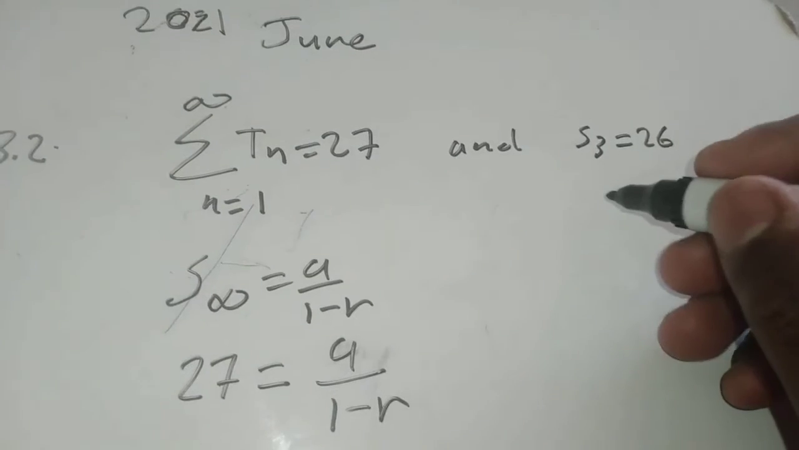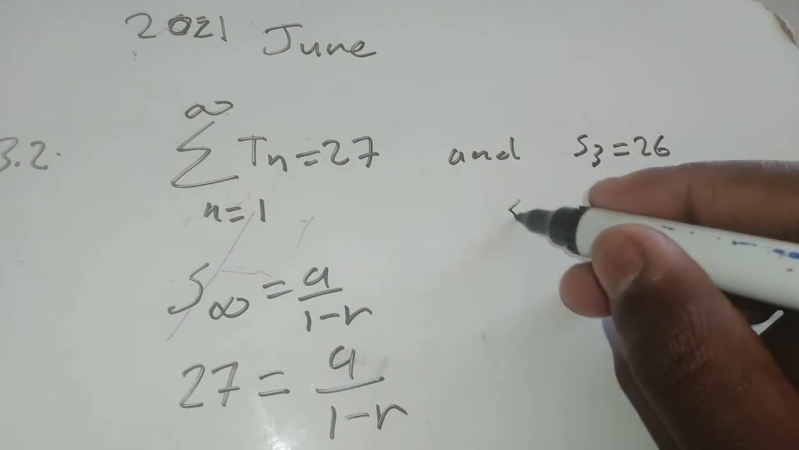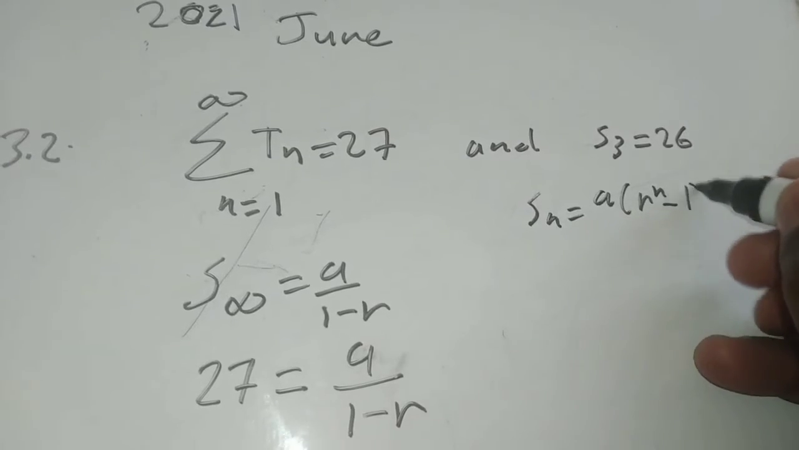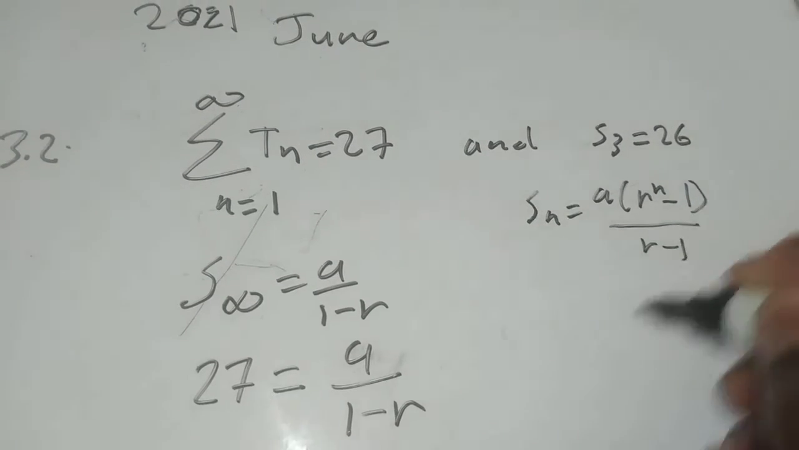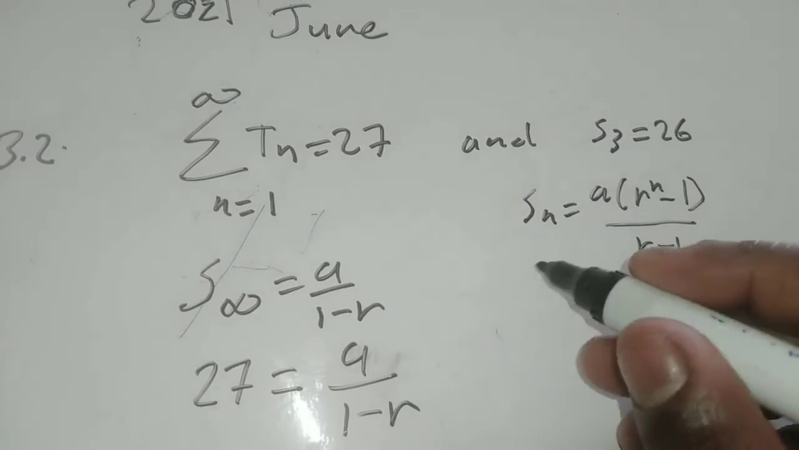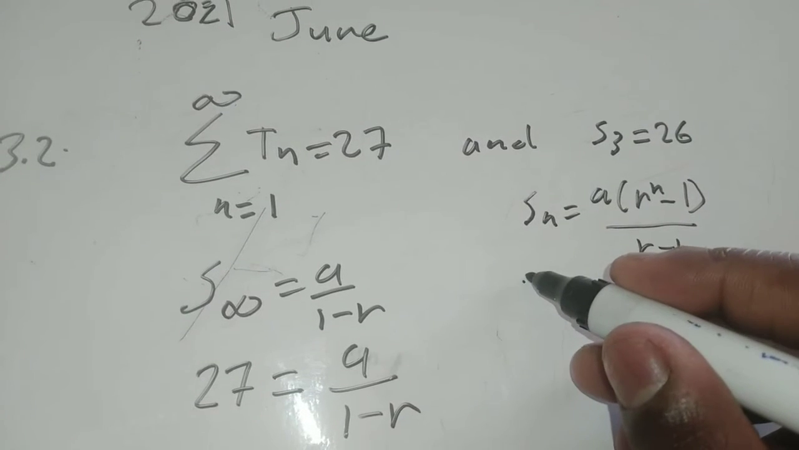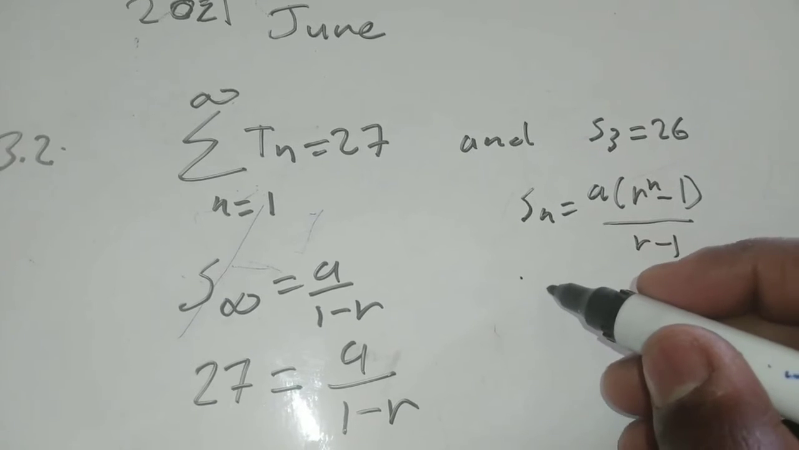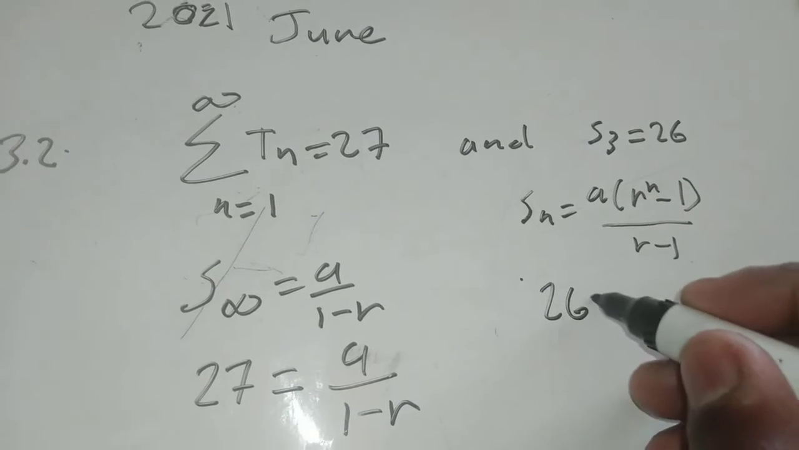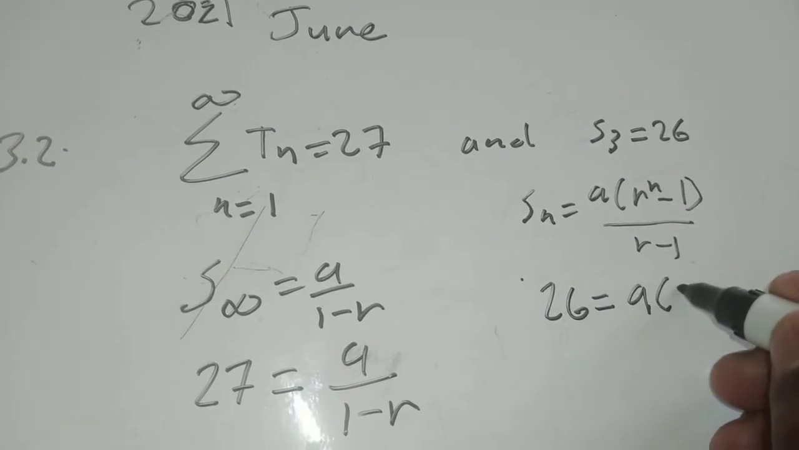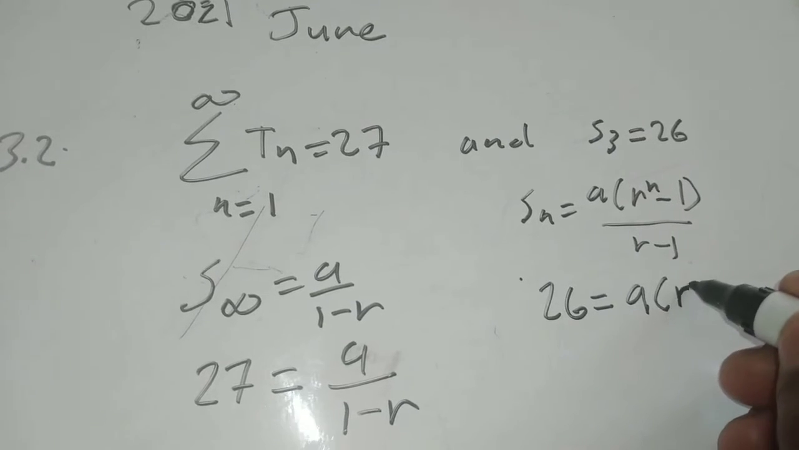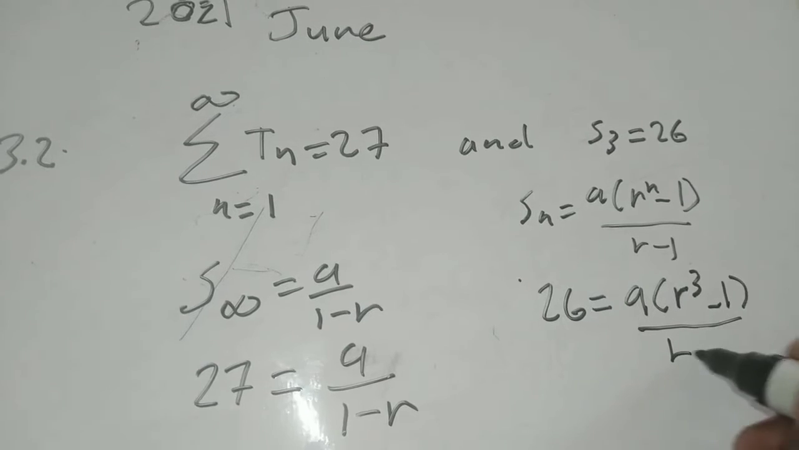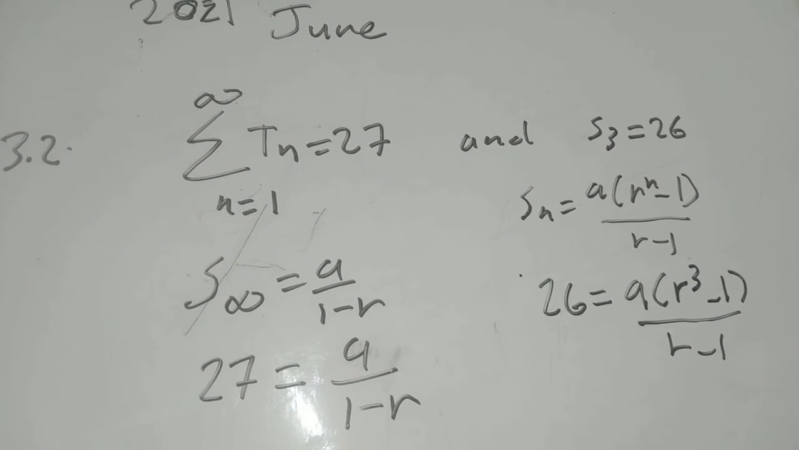And because this is a geometric sequence, we know that Sn is equal to a into r to the power of n minus 1 all over r minus 1. And it's quite simple. The sum of the first three terms is equal to 26, right? So it means that 26 is equal to our a, which is what we don't know, into r to the power of 3 minus 1 all over r minus 1.